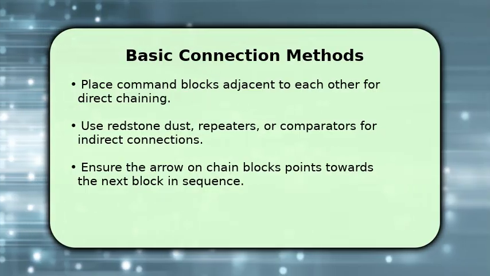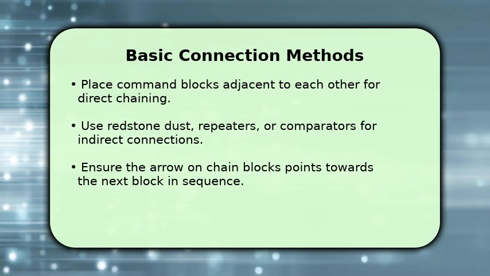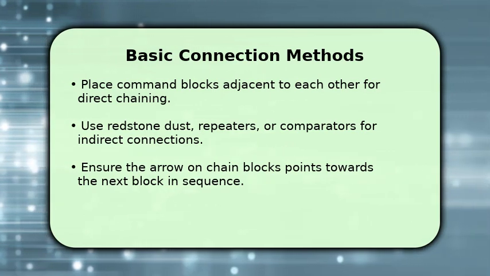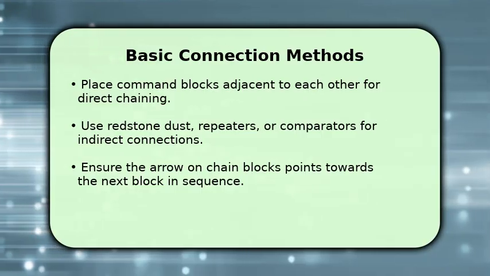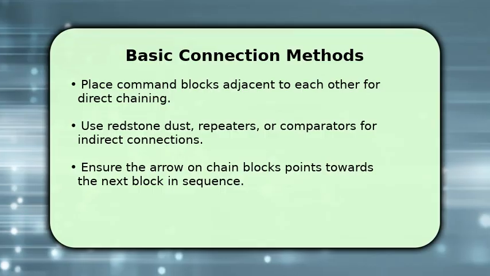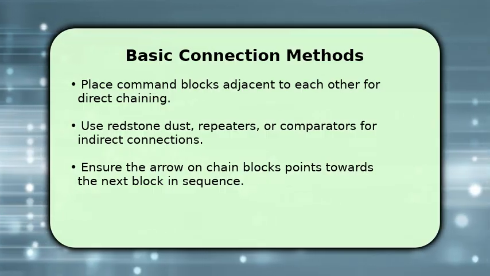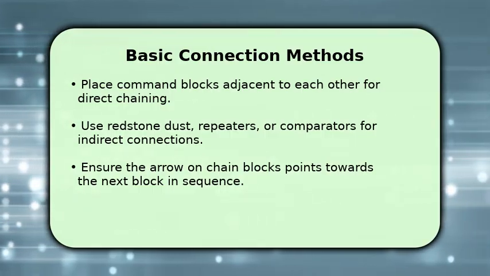Connecting command blocks is straightforward. For direct chaining, simply place them next to each other, ensuring the arrow on a chain block points to the next block in your sequence. You can also use redstone dust, repeaters, or comparators to create indirect connections, allowing for more spread-out designs.